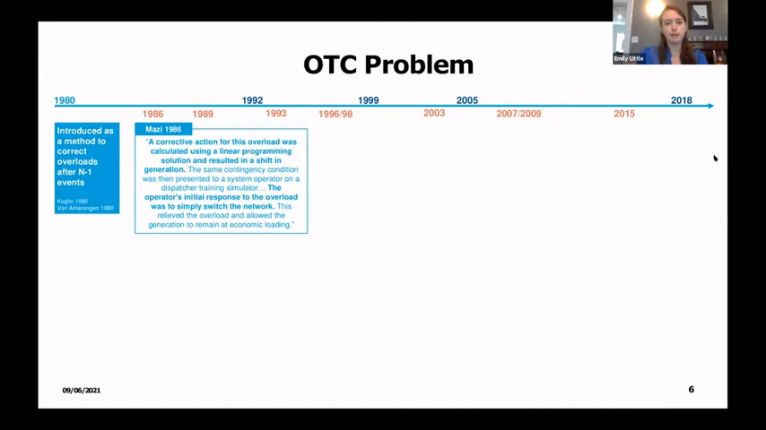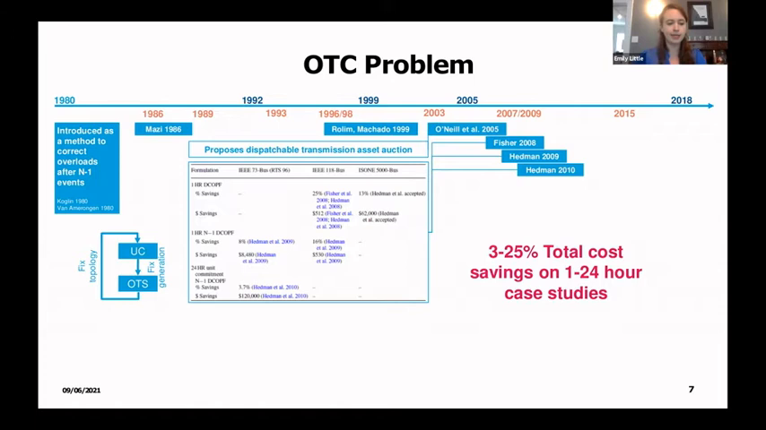Up until the early 2000s, this problem was mainly analyzed from the perspective of solving the problem and generating heuristics to reduce the problem size. But in 2005, O'Neill proposed dispatchable transmission asset auctions. And so then we see a huge piece of the literature that focuses on co-optimizing the topology of the network with the generation. Often these were two-stage optimization problems with a unit commitment where the generation was fixed, and then an optimal transmission switching problem where the topology was fixed, and some sort of iteration between these two.